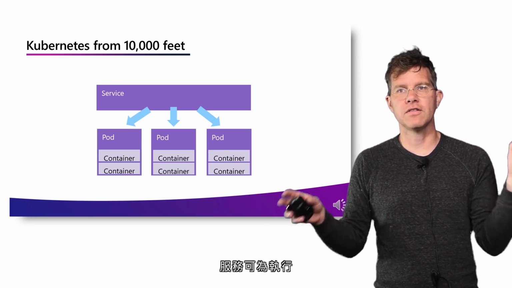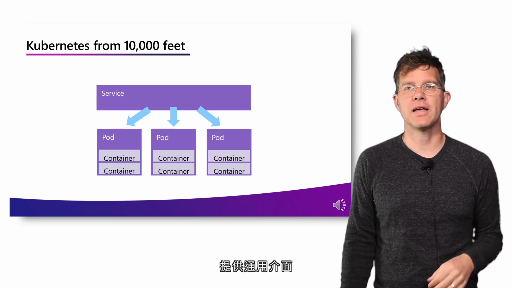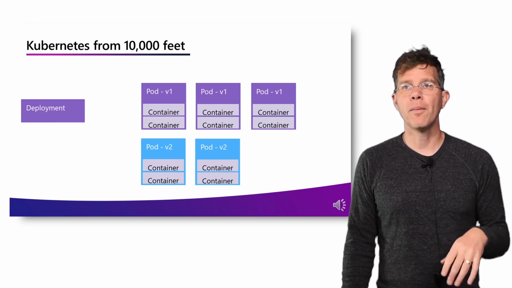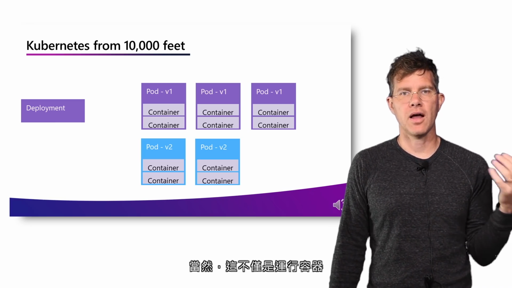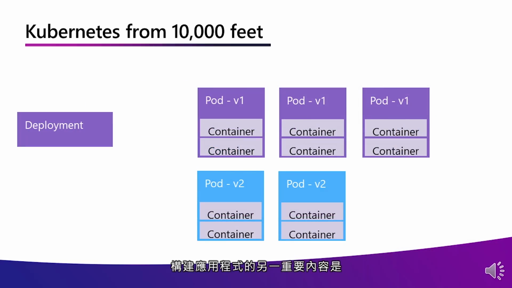So a service is there to provide a generic interface to a collection of pods that implement the application. But of course, it's not just about running containers and having traffic get load balanced to them. Another really important part of building any application is understanding how do I go from version 1 to version 2 of my application, and that's where deployment comes in.